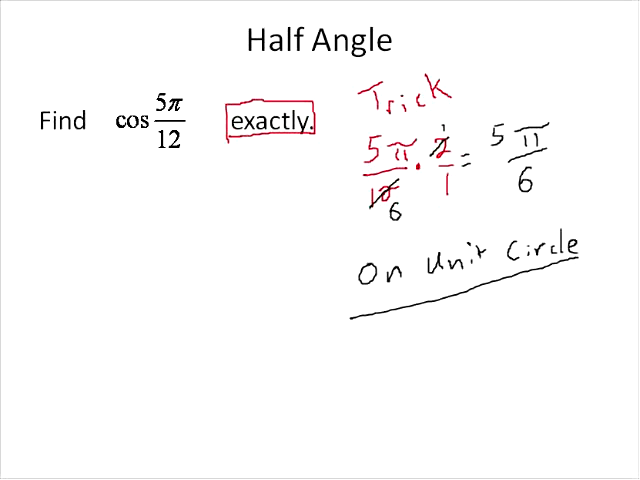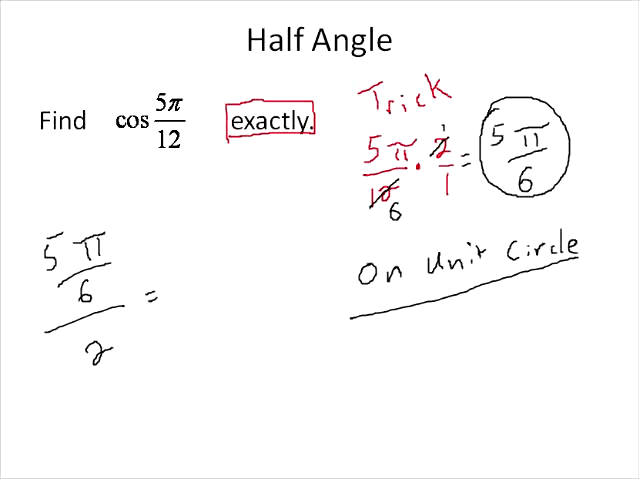So I'm going to be working with 5 pi over 6, because if I take half of 5 pi over 6, if I take half of it, divided by 2, I will wind up with 5 pi over 12. Okay, so I'm going to be working with 5 pi over 6.